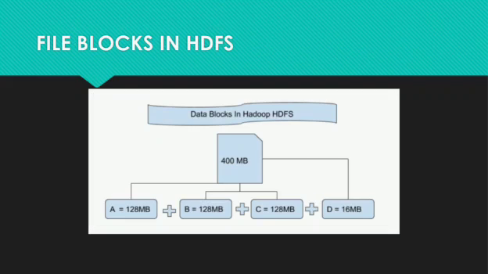Data in HDFS is always stored in terms of blocks. So a single file is divided into multiple blocks of size 128 MB, which is the default, and you can also change it manually.